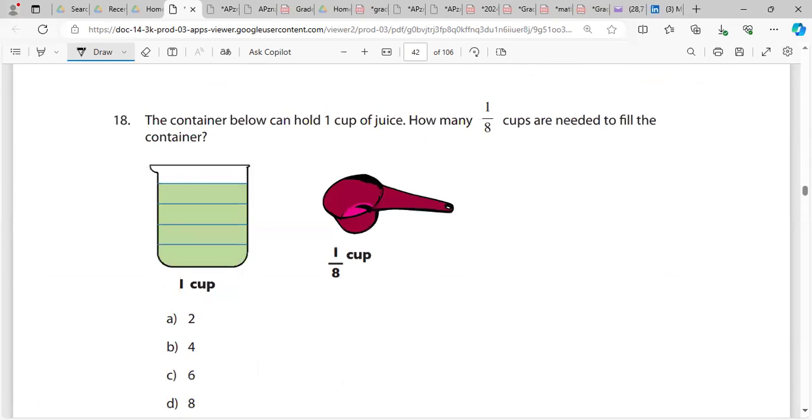The container below can hold 1 cup of juice. How many 1/8 cups are needed to fill the container?